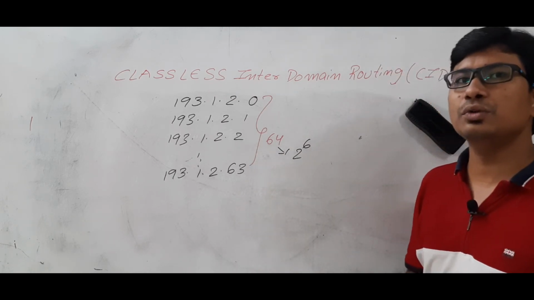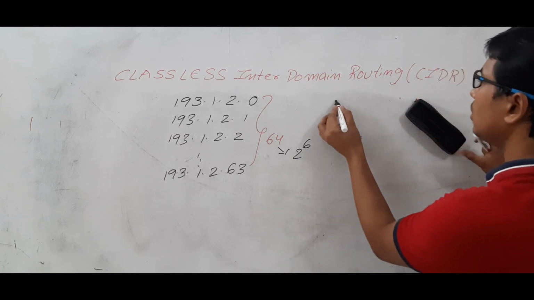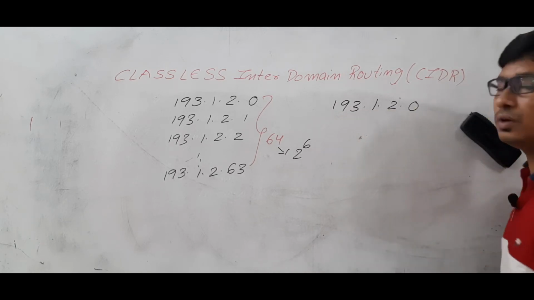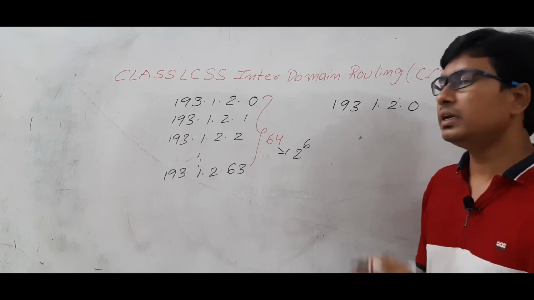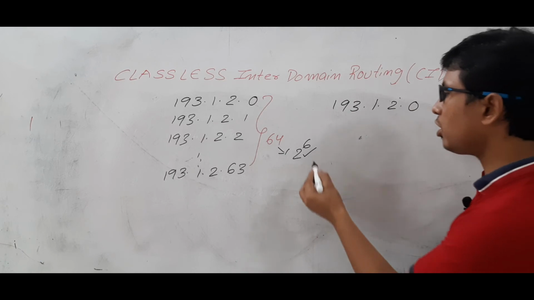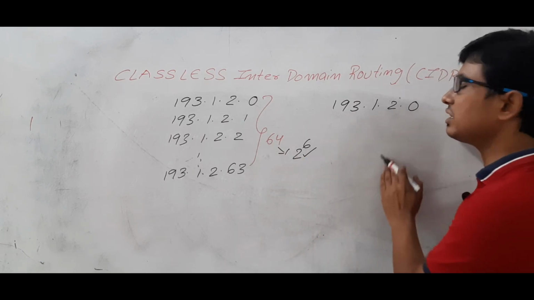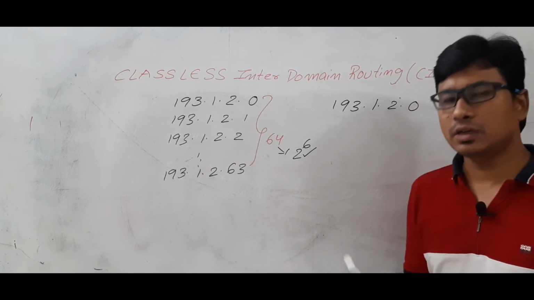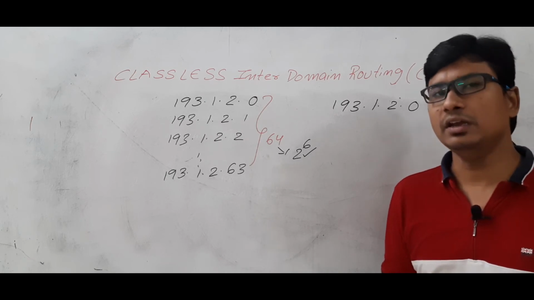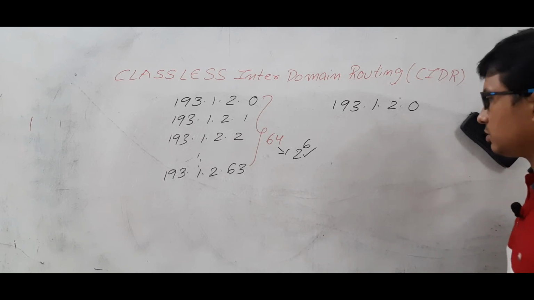What is the third rule? The first IP address, which is 193.1.2.0 here, should be divisible by the size of the block. What is the size of the block here? 64, which is nothing but 2 power 6. We will check whether it is divisible by 2 power 6 or not, meaning the remainder should be 0. Now remember one thing. If you have to do this, you should know this concept.